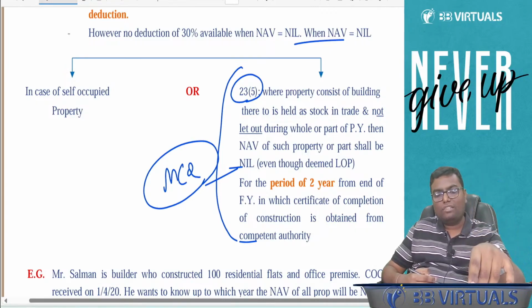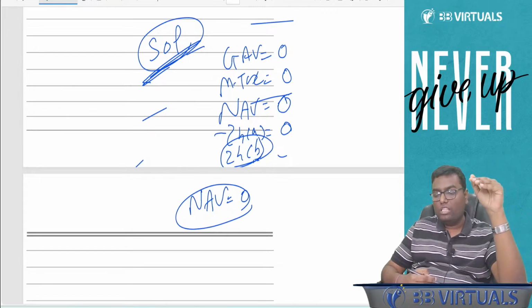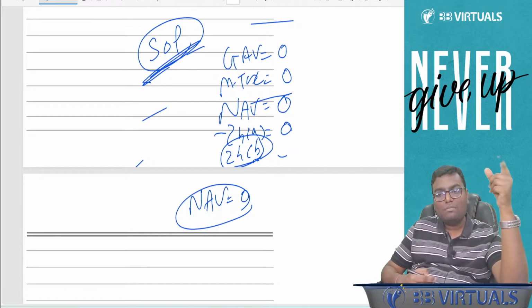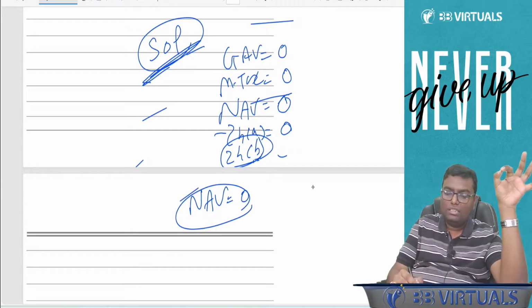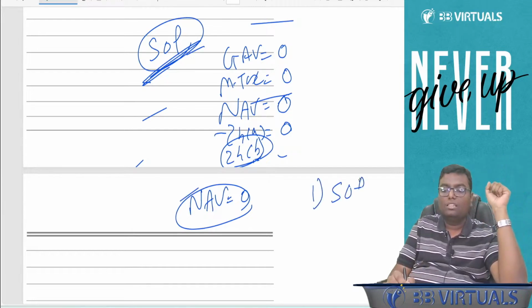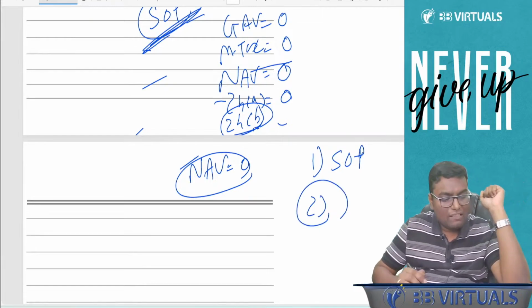What we are learning as of now: first we are learning about 24 clause A, 30% of NAV, but that will become zero if my net annual value is zero. Then we are learning when my net annual value will become zero. There are two cases in which my NAV is zero. One, if the property is SOP. Second point we are learning as of now. Which is the second point?